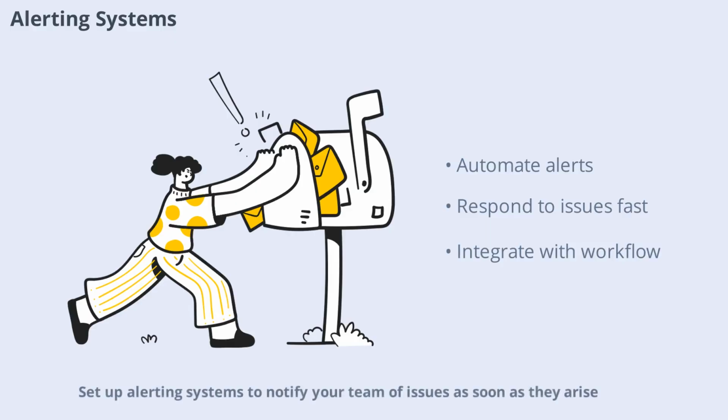Set up alerting systems to notify your team of issues as soon as they arise. Automated alerts for errors, performance drops, or security incidents help you respond quickly and minimize impact. Choose alerting tools that integrate with your workflow for maximum efficiency.